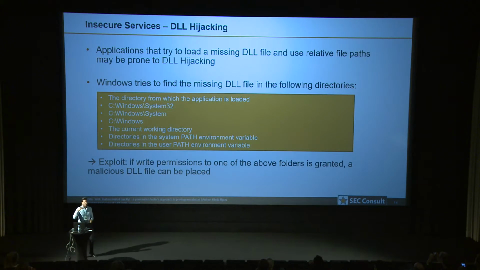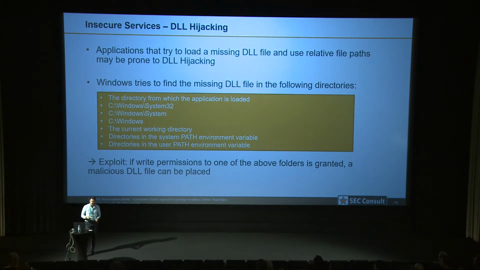Meaning, if you have a program that tries to load a DLL with a relative path, Windows goes through all these directories and searches for this DLL file. And if the DLL file itself is missing, and we are able to write to one of these directories, what happens is that the program loads our malicious DLL file, and this will then be executed by the program.